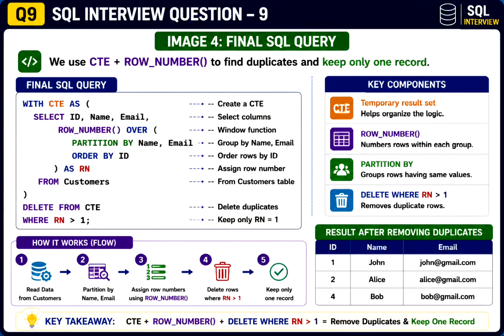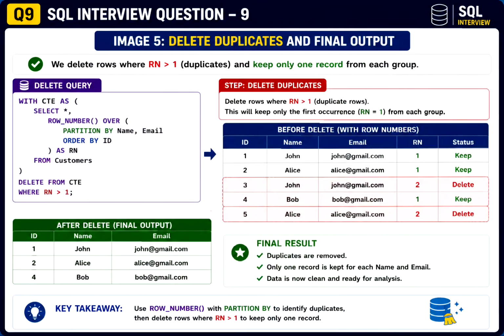Like in the fifth image, if you observe, delete duplicates. What are we doing? DELETE FROM CTE removes all duplicate rows. Only the first occurrence remains. Now you can clearly see that after running the delete query and removing the duplicate data, John, Bob, and Alice appear only one time. Now the data is clean.